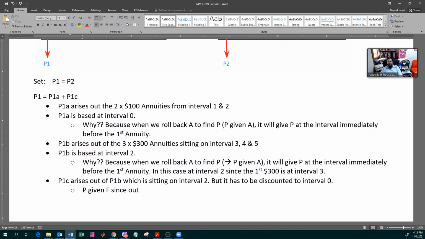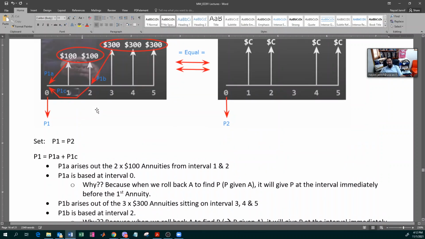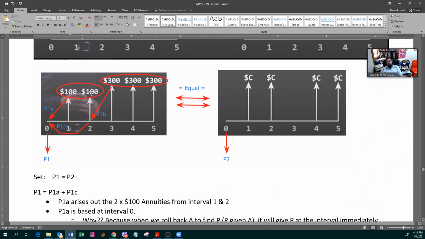Since our P1B becomes F when we look at it from interval 0. And in the end, we bring everything. So we brought our two $100 to interval 0 by rolling it back or discounting it, right? But it is an annuity. And this $300, we can only bring it here. So we have to do a further loop over here, and then we sum up the P1C and the P1B. So that's where that particular formula comes from.